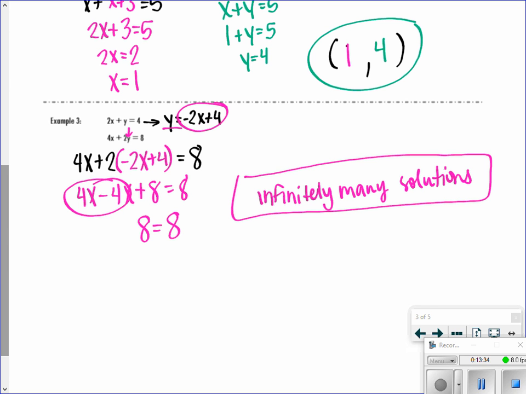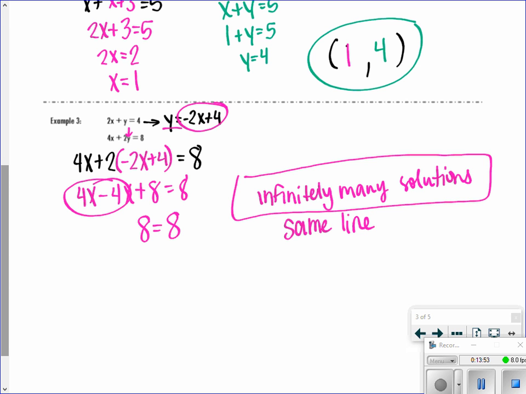We're graphing two lines, right? How is it possible for the two lines to intersect infinitely many times? They're the exact same line, right? This is a scenario where they're the same line.